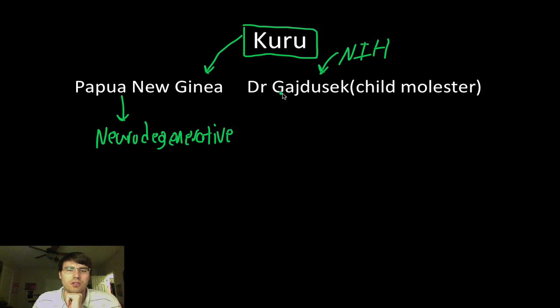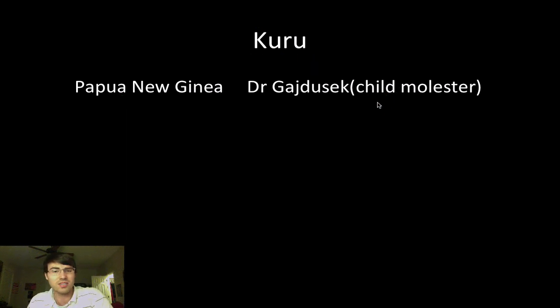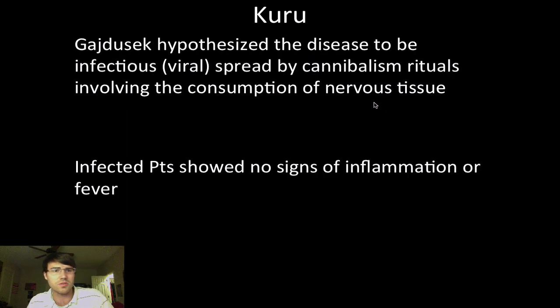I'm just going to call him Dr. Gaj for now, who later ended up being convicted of child molestation, but this is just a good story that we should all keep in mind, and something that's not really talked about a lot in textbooks for some reason. So anyways, he had hypothesized, upon observing that the disease is being spread, by means of something infectious.